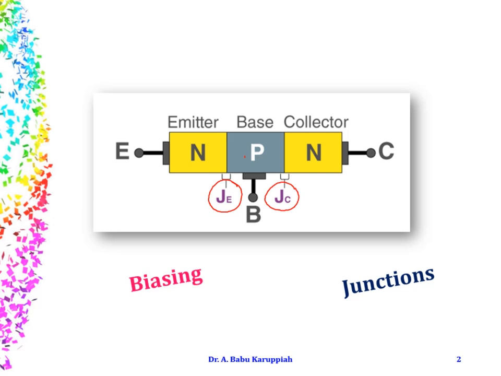In one of our lectures, we had discussed the behavior of a bipolar junction transistor under unbiased condition. We also came to know that an unbiased transistor is of no use in actual practice. So we need to go for biasing. Biasing is the application of an external DC supply across the terminals. You apply external DC voltage across the emitter base terminal and the collector base terminal.